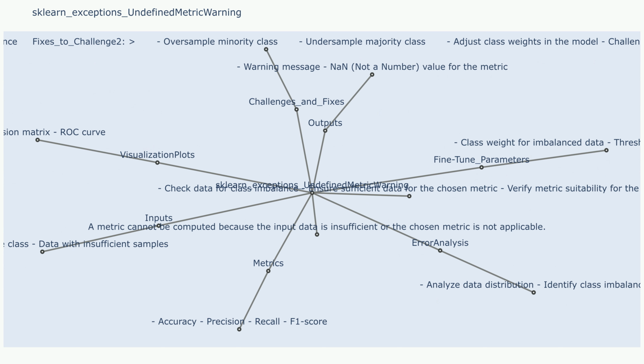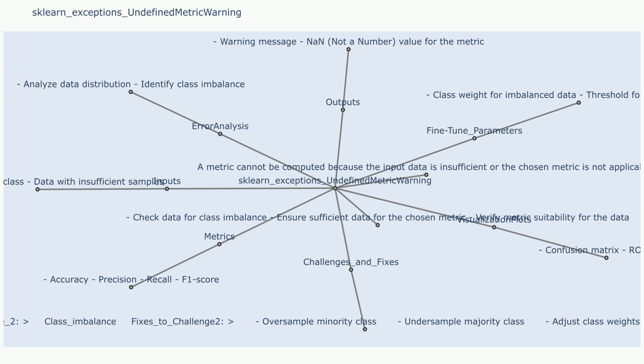Metrics: accuracy, the proportion of correctly classified samples. Precision, the proportion of correctly predicted positive samples out of all predicted positive samples. Recall, the proportion of correctly predicted positive samples out of all actual positive samples. F1 score, the harmonic mean of precision and recall.